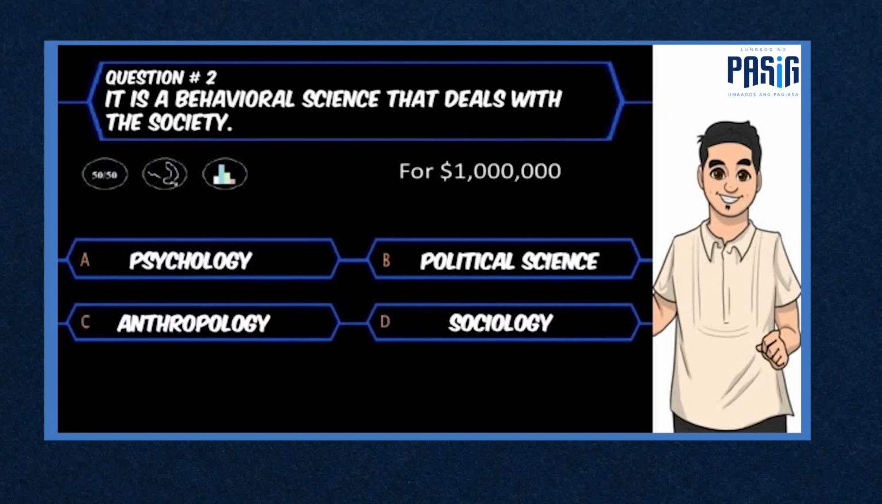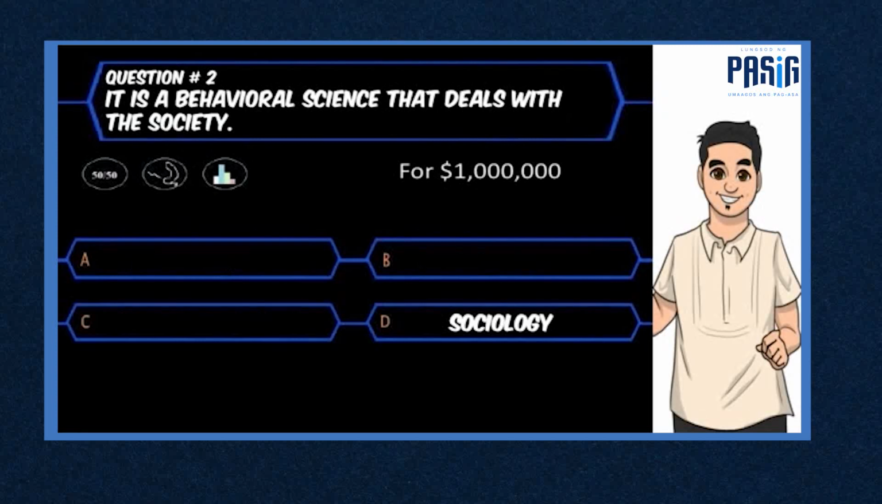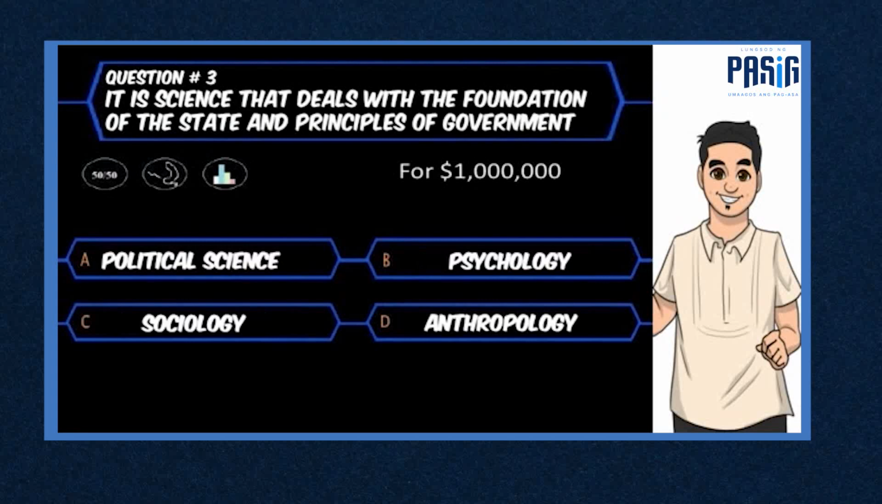Question number 2. It is a behavioral science that deals with society. The choices are A. Psychology, B. Political science, C. Anthropology, D. Sociology. The correct answer is D. Sociology.